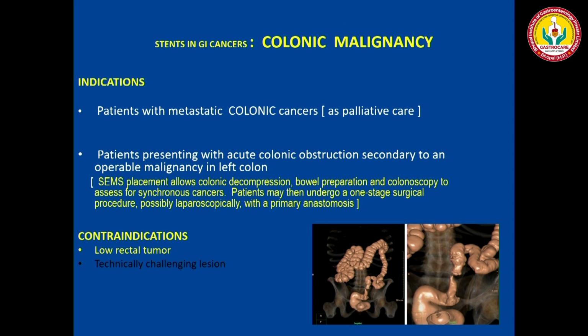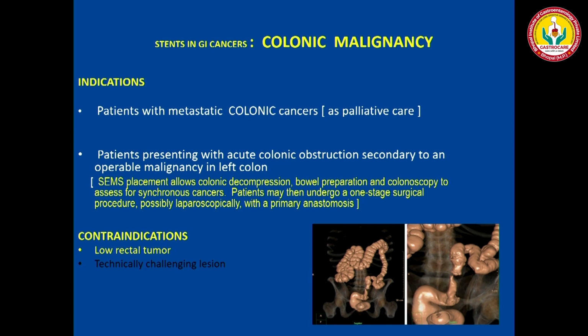As we discussed this morning, in patients who present with colonic malignancy with obstruction, all patients who have metastatic colonic cancer can have stents placed as palliative care if they come to us with obstruction. And for a patient who has operable malignancy, especially left-sided, presenting with colonic obstruction, you can place a stent because there was a wonderful study published in World Journal of Surgery in 1999, which has shown that it allows excellent decompression of the colon.